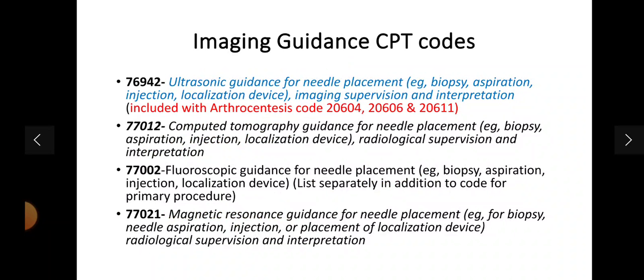77012, 77002 and 77021 will be coded as supporting CPT codes if guidance is documented in the report, because sometimes, if ultrasound is not mentioned, they will mention other guidance like computed tomographic guidance, fluoroscopic guidance for needle placement, or MR magnetic resonance guidance for needle placement. So you can use these codes as secondary codes with the primary arthrocentesis code.